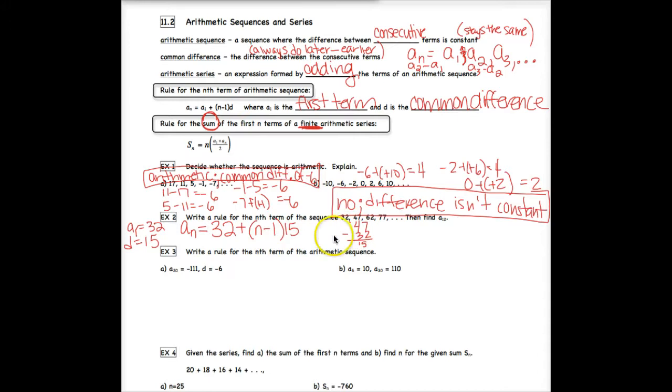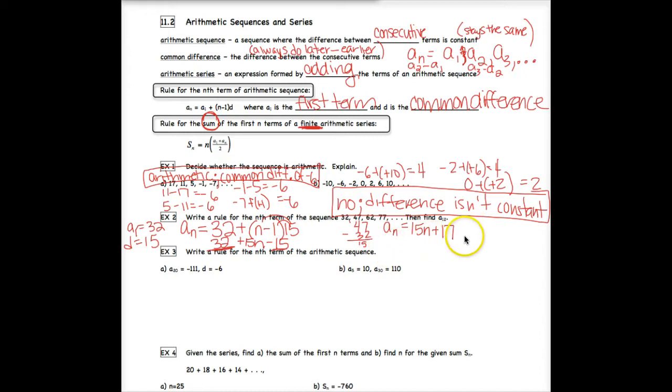So now I just need to simplify. Don't leave it like this. That's not simplest form. So 15 times n is 15n. 15 times negative 1 is negative 15. So combine my like terms, the 32 and the 15. My a sub n, my rule, should be 15n plus 17.